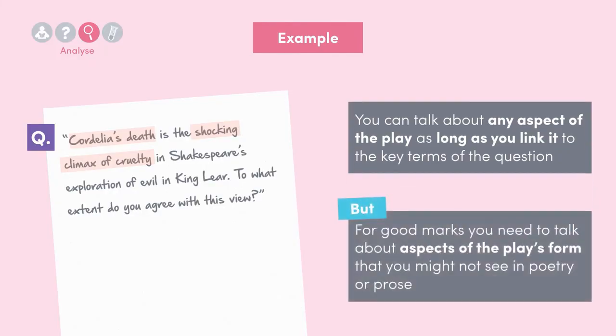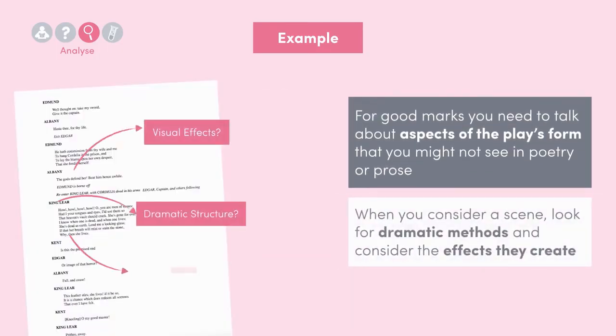But to get a good mark, you also need to talk about key aspects of the play's form that you might not see in poetry or prose. When you consider a scene, look for anything in the list above and consider the effect it creates. If you were looking at the scene in King Lear where Cordelia dies, the stage directions in particular would probably stand out to you.